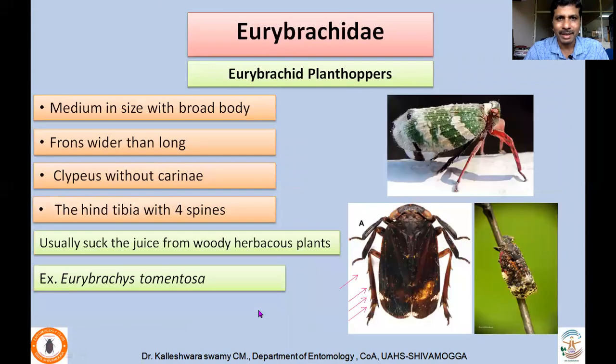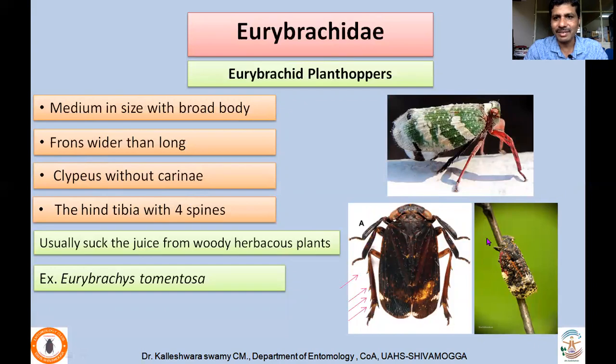So Lophopidae. Next, there is a family called Eurybrachidae. They are called Eurybrachid planthoppers. You might have seen this type of insects. Especially on herbaceous plants, they will be found sucking the juice. Medium in size with a broad body. Frons wider than long. You can see this is the frons, wider than long, whereas in Lophopidae it is longer than wide. That's what I was talking about.